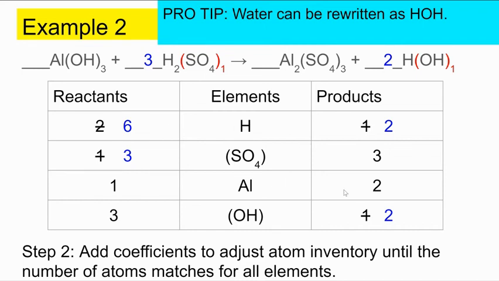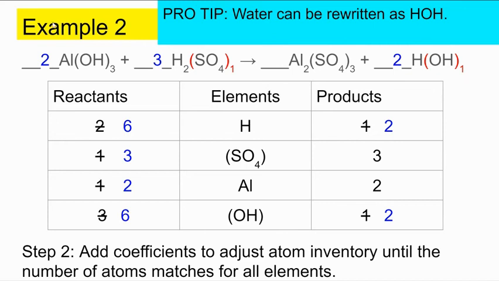I have 2 aluminums as products. I have a single aluminum atom as a reactant. What number should I put in front of this aluminum hydroxide to fix that? Hopefully you set a coefficient of a 2, which will give me 2 aluminum atoms and 2 times 3, or 6 hydroxide groups. We can now see that aluminum and sulfate are balanced, but our hydroxide and hydrogen have become unbalanced. What do we need to trade this 2 out for?